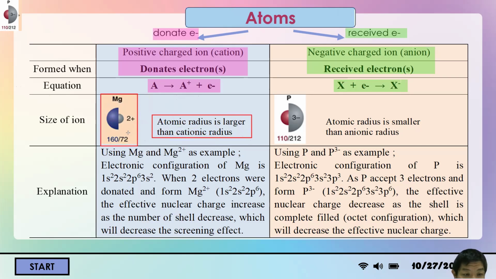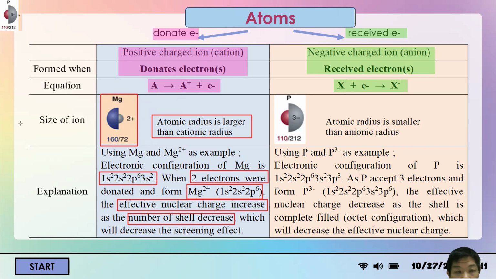So why is it happening? Let's use magnesium as the example. Magnesium has the electronic configuration of 1s2, 2s2, 2p6, 3s2. In other words, magnesium uses three shells. When two electrons are donated from the 3s orbital, it forms Mg2+, which has 1s2, 2s2, 2p6. Obviously, the number of shells has decreased while the nuclear charge remains the same. So the effective nuclear charge increases and therefore decreases the distance between the nucleus and the outermost electrons.